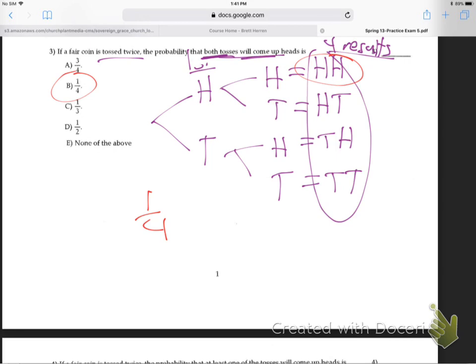Good? On that. Keep rolling. Keep moving.